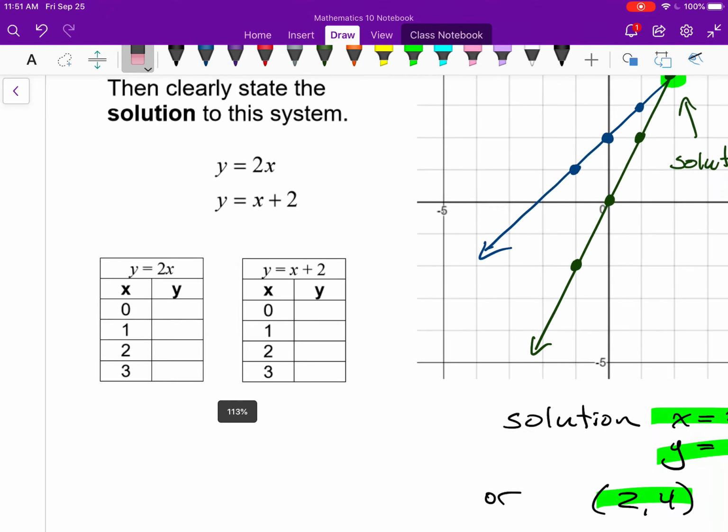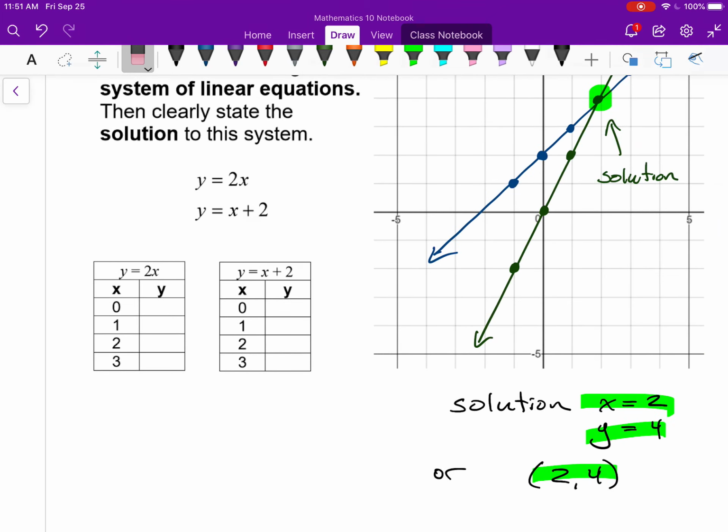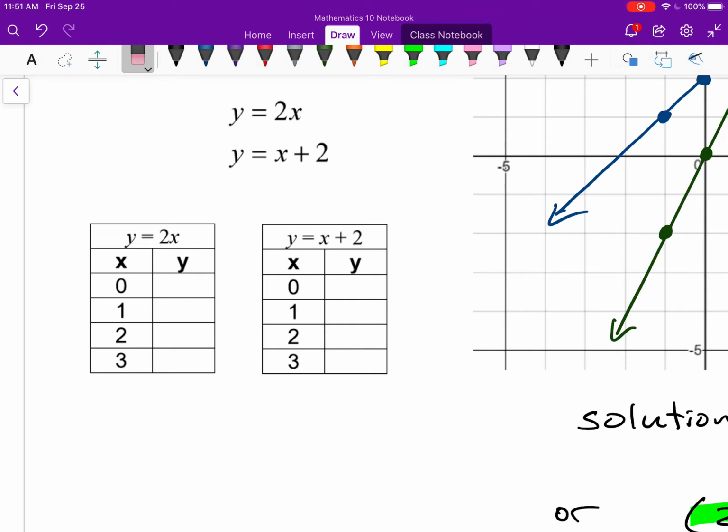I also have some tables here, and I want to get a sense about what a solution means in terms of a table. For y equals 2x, I pick these values for x, put them into the equation, and you get out your y values. So for example, put in a 0: 2 times 0 is 0. Put in a 1: 2 times 1 is 2. Then 4 and 6. Let me do the same thing for the other equation. I'm going to put in the same values. You put in a 0 into this equation, you get out a 2. You put in a 1, you get out a 3. Put in a 2, you get a 4, then a 5.